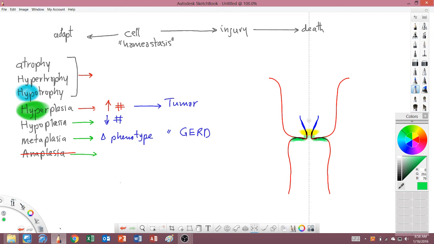Okay? So HPV, for example, human papillomavirus, loves squamous epithelium. So it infects this area and causes metaplasia. And that can lead to cancer eventually.